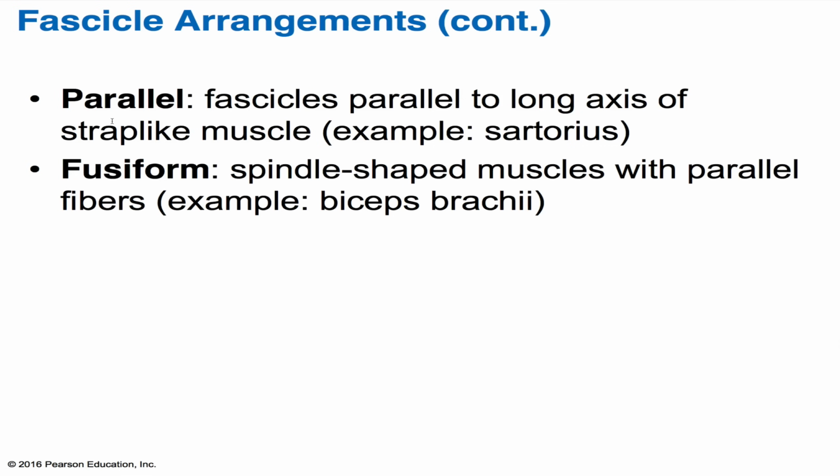Some anatomists consider fusiform to be part of parallel. Others differentiate. In this book, they're differentiating parallel from fusiform, and this is solely based on the shape of the muscle. So when you have a spindle shape and the fibers are still running parallel, we call it fusiform. When you have a non-spindle shape, with fascicles running parallel to the long axis in a strap-like appearance, then we call it parallel fascicle arrangement.